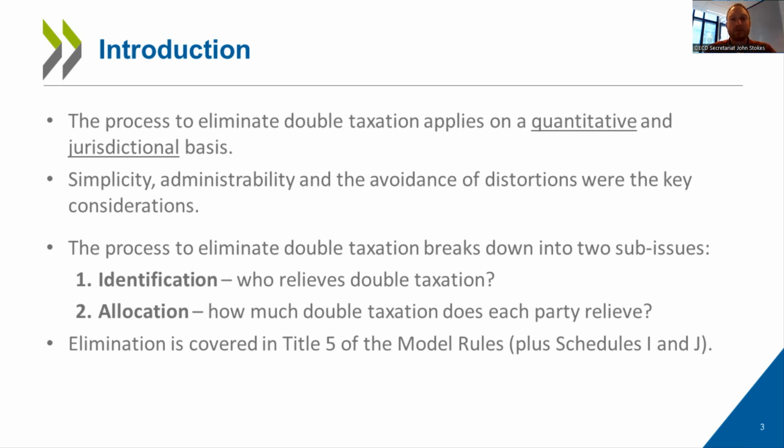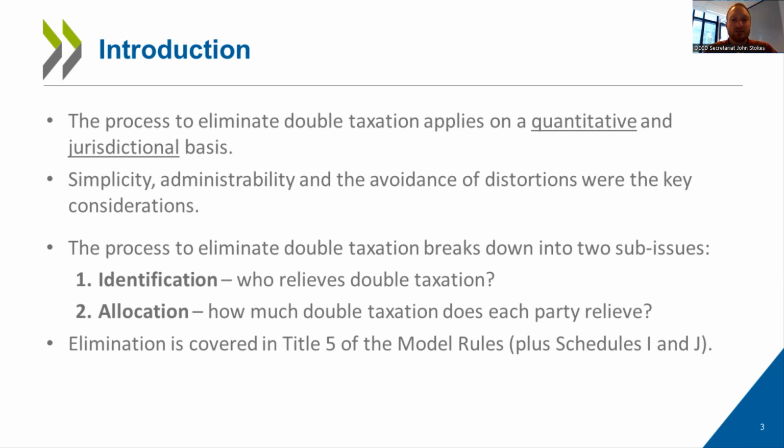Now, this process breaks down into two sub-issues. The first is identification. How do we identify the jurisdictions that will be required to eliminate double taxation? How do we decide where the responsibility for eliminating double taxation arises? The second is allocation. Once we have identified those jurisdictions that may be responsible for relieving double taxation, how much double taxation is each of those jurisdictions required to relieve? Here we're just at an introduction, but this is the general approach taken in the rules that we'll go through in a little more detail as we work through these slides.